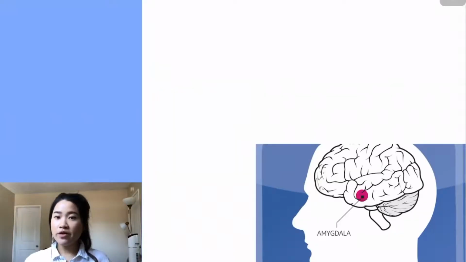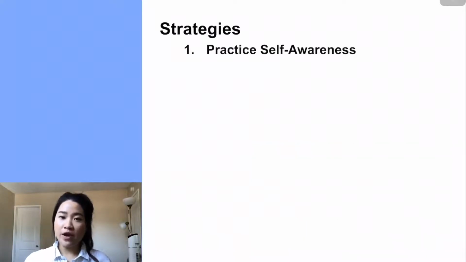Now that we know what causes mood swings and emotional dysregulation in your child, let's discuss some effective and science-based strategies to help with the problem. First, try practicing self-awareness. What does this all mean for you and your child with ADHD?